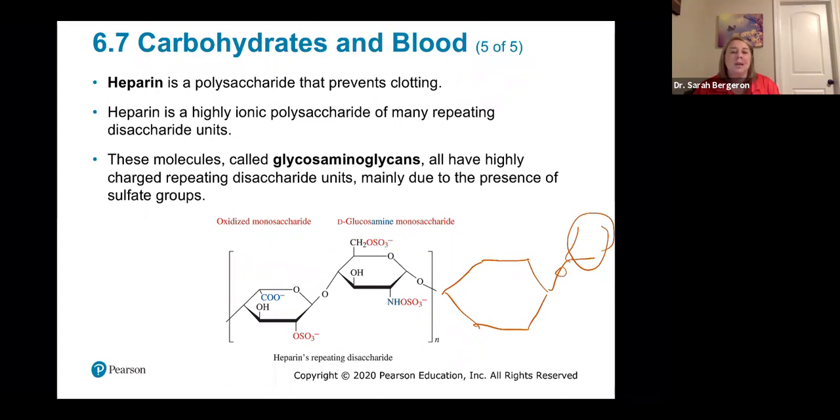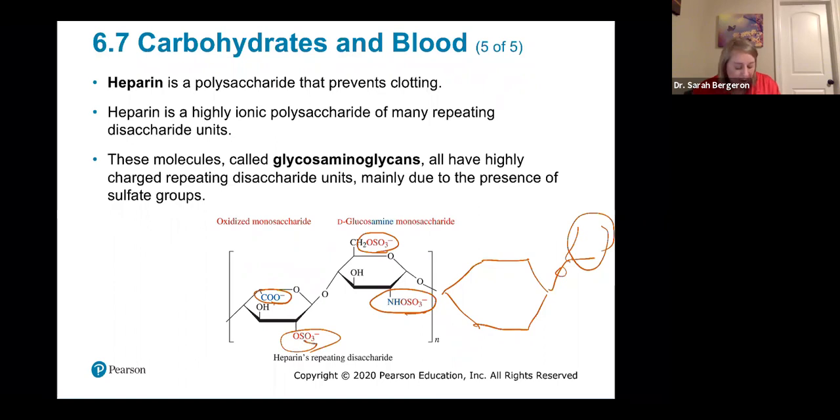And so it's ionic, it has a charge. You see all of these things here that have a charge, they're ionic, and this one too. And that allows it to prevent blood from coagulating or clotting. And so we call these glucosaminoglycans, and they're charged. That's what gives them their unique property to prevent clotting. And it's because it has a sulfate on it.